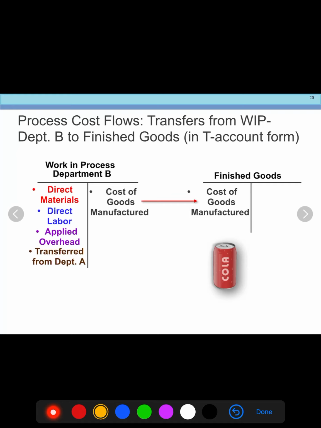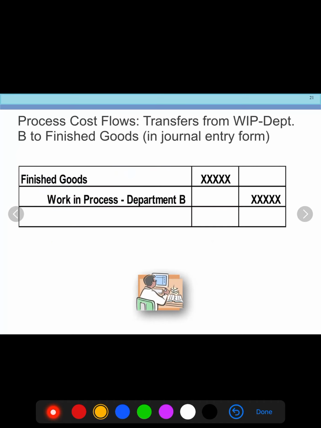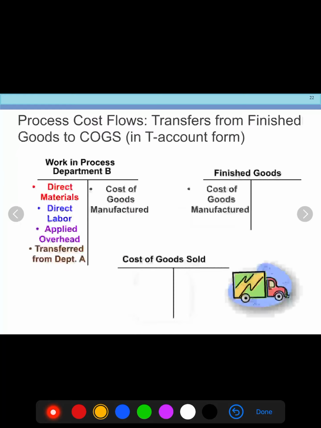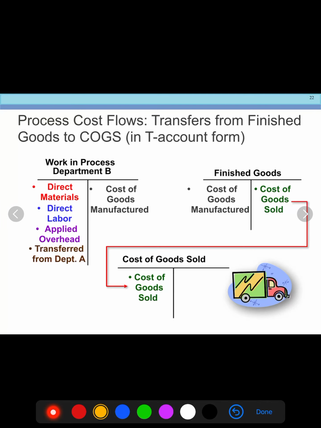When the Department B is considered to be the last department, all cost of goods that are being manufactured, since this is the last department, will be forwarded to the finished goods. In terms of journal entry, you just cancel the work in process and then move it to the finished goods.